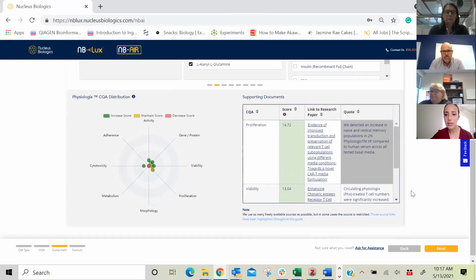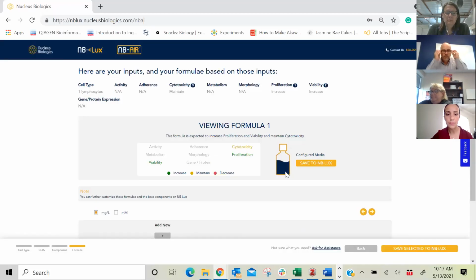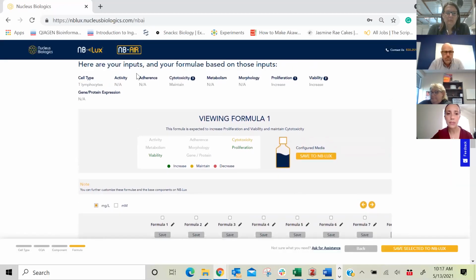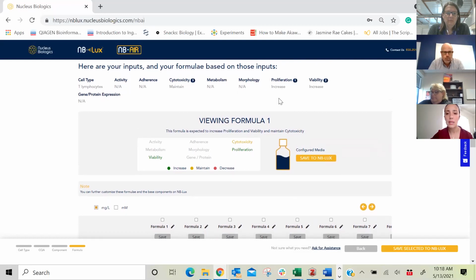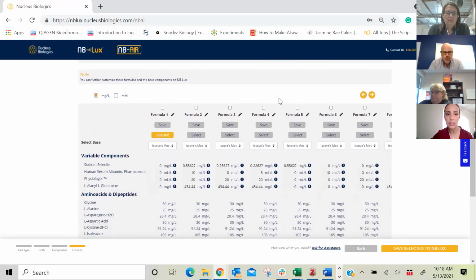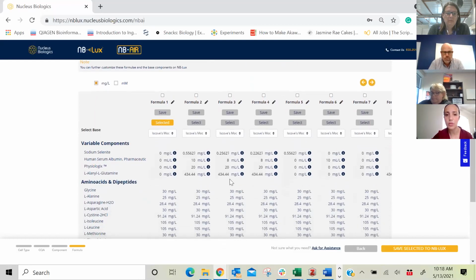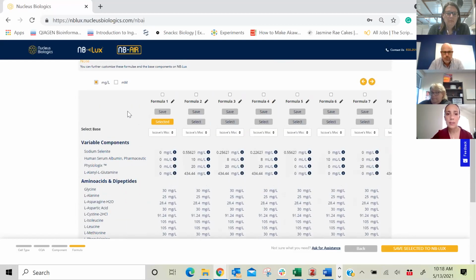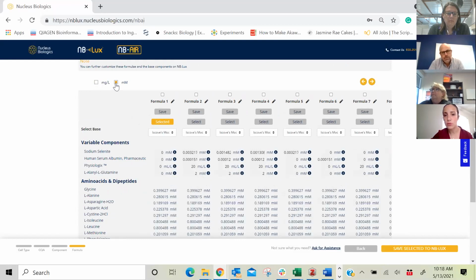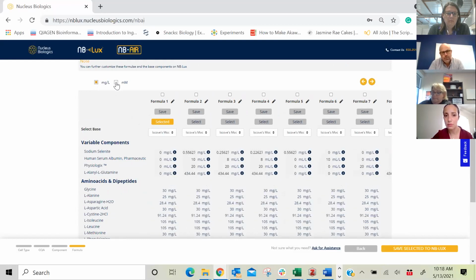All right, so then if I hit next here, I will have here the cell type that I selected, the CQAs that I selected with the levels that I wanted to reach. And then if I go here, I see I have the details of the formula that I selected in amino acid, vitamins, inorganic salt, and carbohydrates. And you see here we have also the possibility to show the value in either milligram per liter or in millimolar. So for my experiment that I chose to run last time, you see here I have sodium selenite.